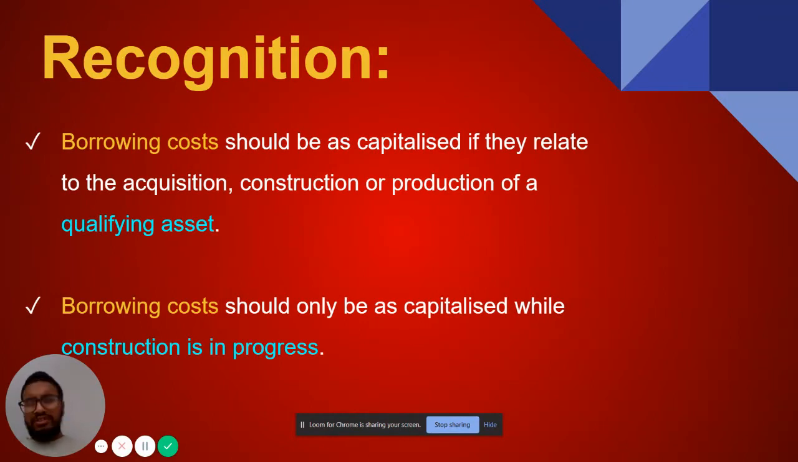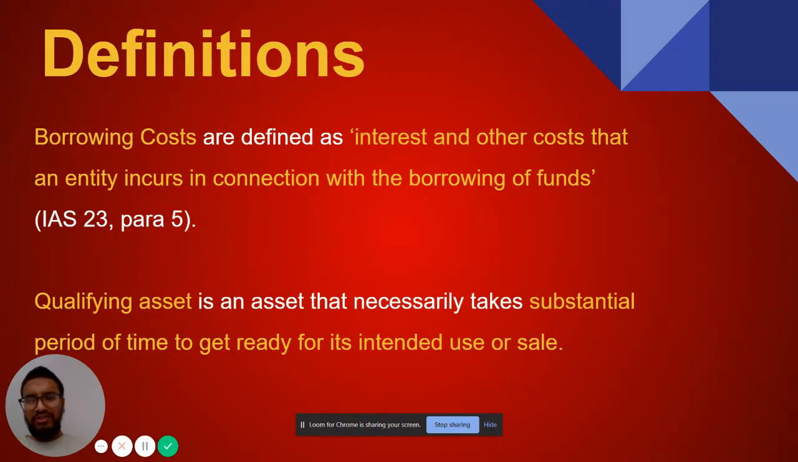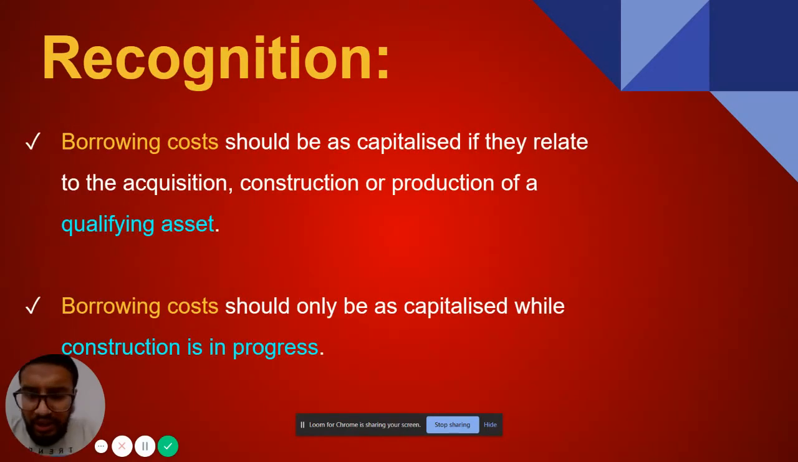So what is the definition of borrowing cost? Borrowing cost is any interest cost and other cost that is associated with borrowing of funds, as per the definition of IAS 23 paragraph number 5. If you want to quote it, you can quote it exactly: interest and other costs that an entity incurs in connection with borrowing of funds. Similarly, borrowing cost is only capitalized when construction is in process. You can't capitalize it if the construction is not happening. That's another important criterion of recognition.